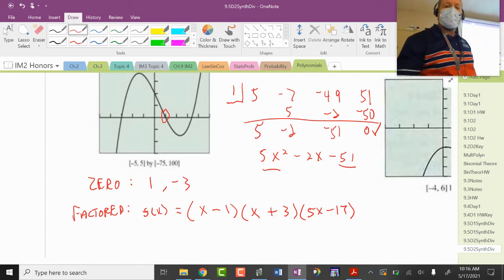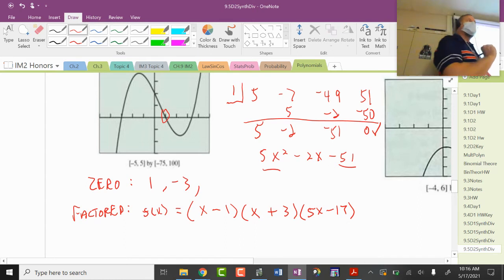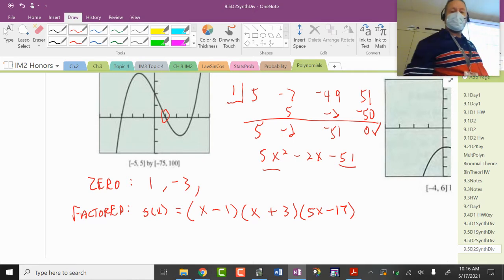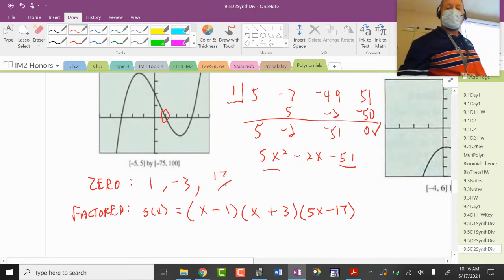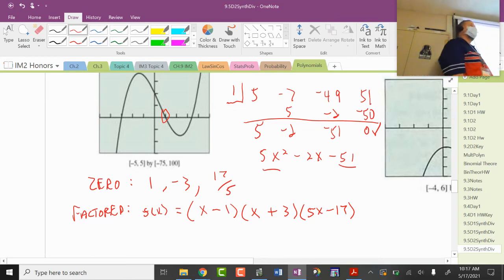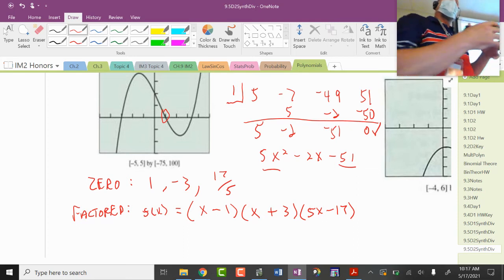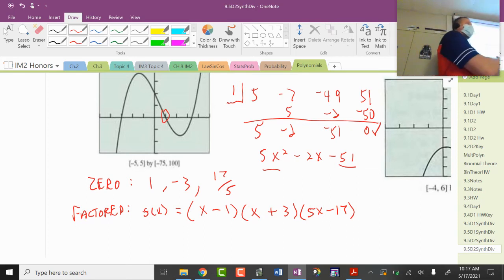By the way, what would that make that 0? I know it was 3.4, but what is it in fraction form? Add 17 and divide by 5. 17/5. Got it? Now, I could have done something else like synthetic division. I could have synthetically divided this depressed polynomial by -3. But when you get it down to an x squared, you want a factor.